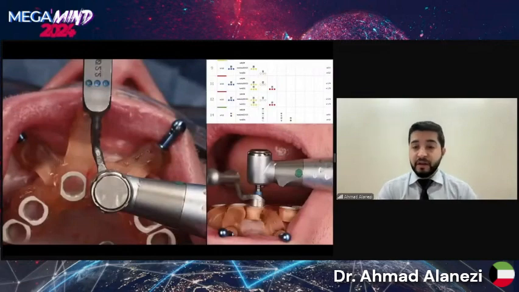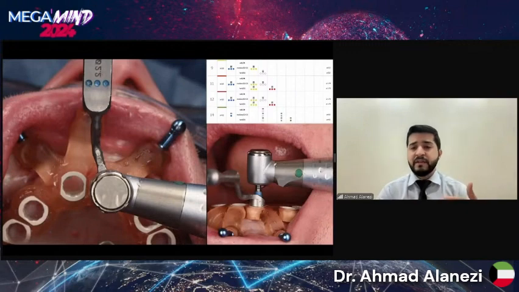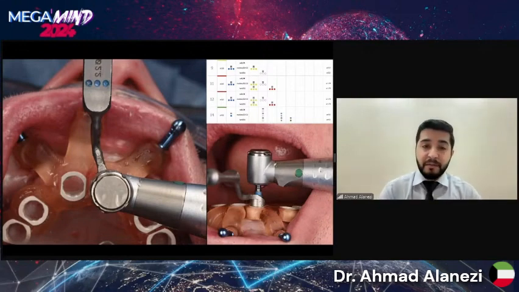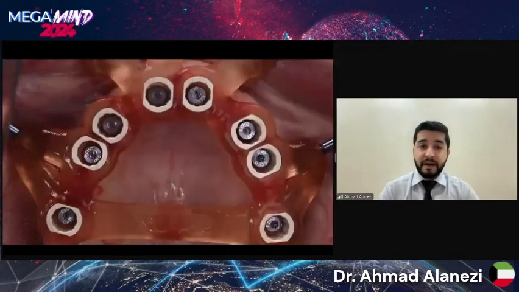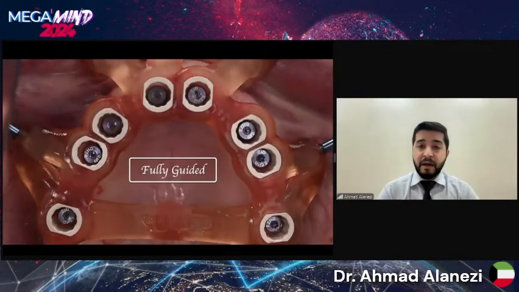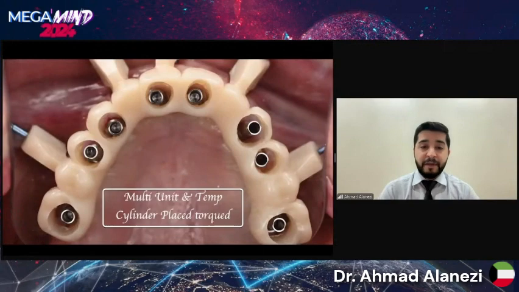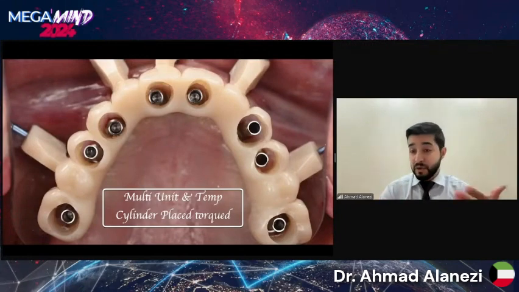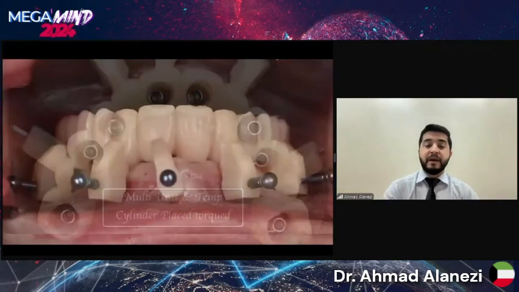Our implants were drilled in a fully guided fashion. We have a surgical protocol guide. This will serve as a guide or template, but you don't have to follow it strictly because, during the surgery, you might run into weak bone or strong bone, and it might differ case by case. And this is our implant, fully guided, placed. This is our multi-unit and multi-cylinder placed and torqued. You can see that our temp cylinders are exiting from our predetermined channels, which means that we are succeeding in this execution.